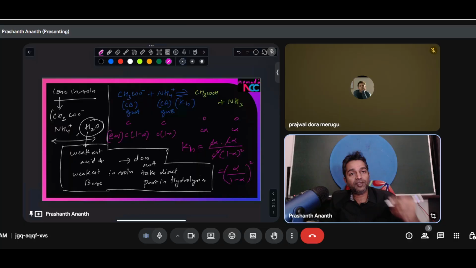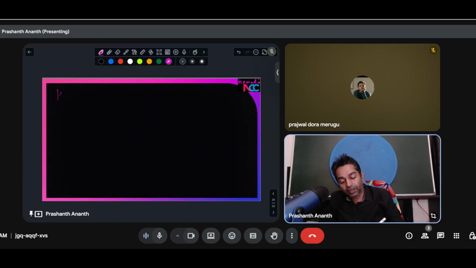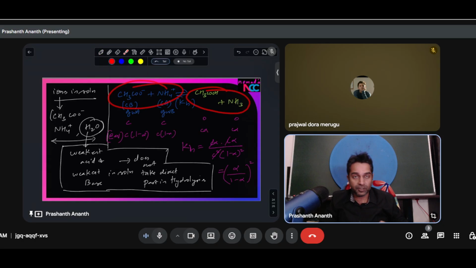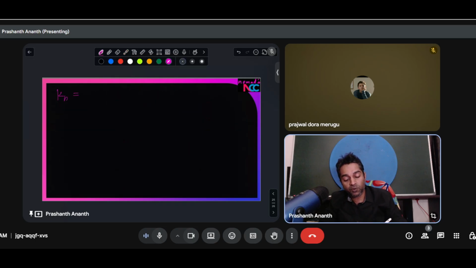Alright, so now let's try to understand the KH expression from some other point of view. The KH here theoretically is going to be nothing but products divided by reactants. So products are CH3COOH and ammonia, reactants are CH3COO minus and NH4 plus. Substituting them out, we end up having KH working out as CH3COOH into NH3, divided by CH3COO minus and NH4 plus. I'll write them out nice and separately so that it is easier to break it down.